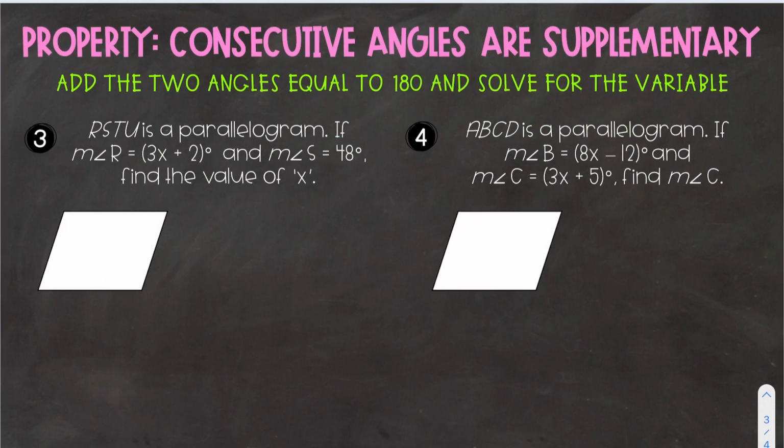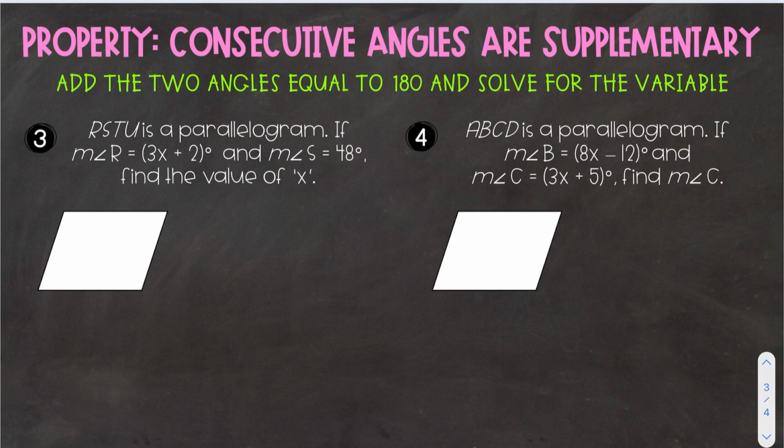Another property of parallelograms is that consecutive angles are supplementary. So if they're on the same side, they're supplementary. So in order to solve for the variable on this one, we're going to add the two angles and set them equal to 180 degrees and solve for the variable.